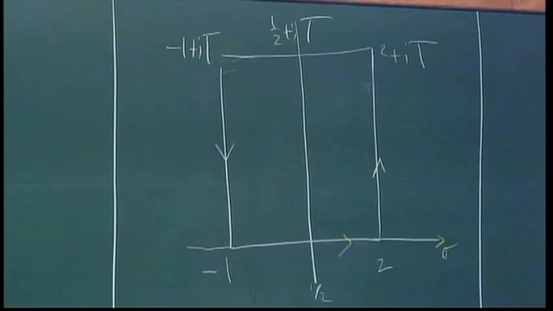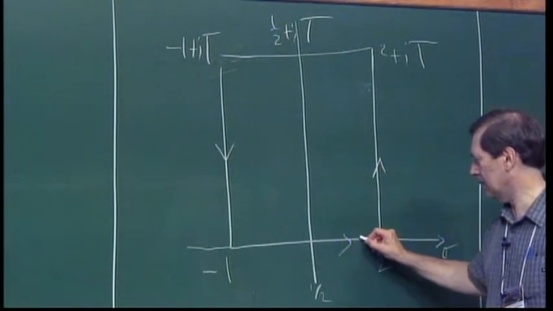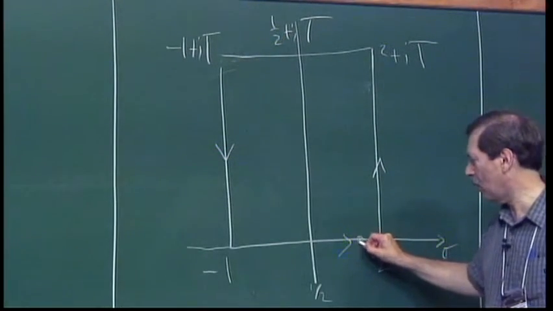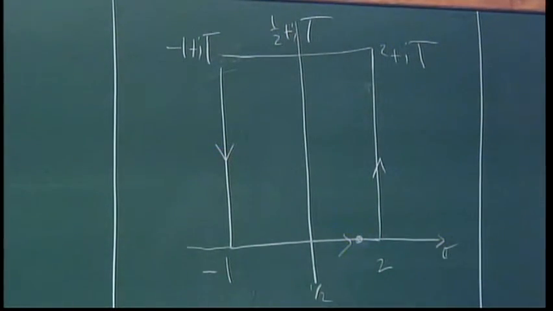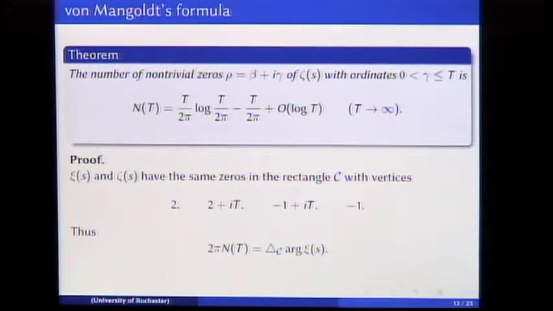Okay, so if we count the number of zeros of the zeta or xi function in that rectangle, we're counting the zeros in the critical strip. Now, I'm going to ignore one really small problem. There's a pole at 1 here, and that's supposed to get counted in a certain way. Just ignore that. It's not important. Okay, so then with that caveat, this is the argument principle: 2 pi times the number of zeros of xi in this rectangle is the change in the argument of xi around the rectangle.